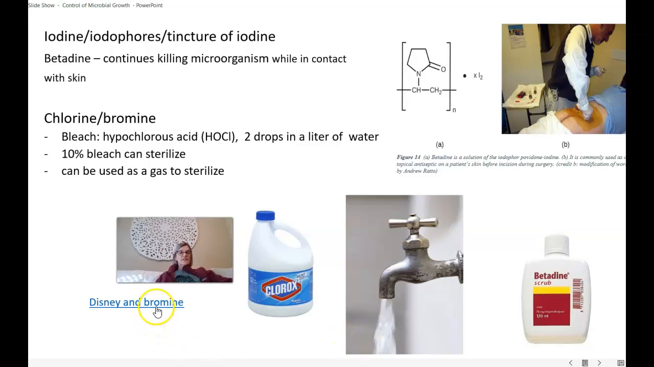I have a little video here. I'm not going to click on it, but if you go to YouTube, there's the address, and search Disney and bromine. It talks about the halogen named bromine that you can also use to decontaminate water. Some of you might use chlorine in your swimming pool water. Other people might use bromine that doesn't evaporate as easily. It's a really interesting little video about how bromine is used in the water at Disney.